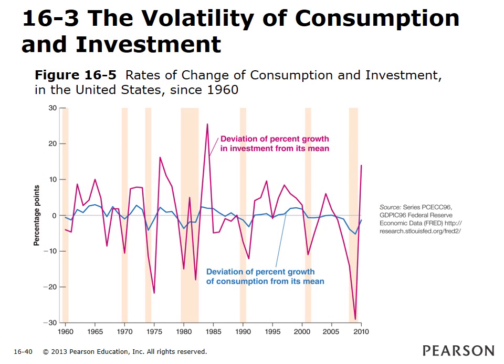Figure 16-5 shows investment is more volatile than consumption. Conclusion: however, since investment accounts for only 15% of GDP, whereas consumption accounts for 70%, movements in investment and consumption contribute roughly equally to fluctuations in output over time.